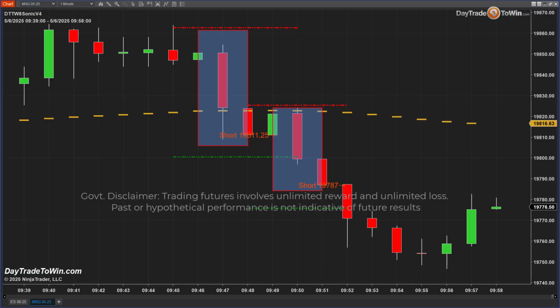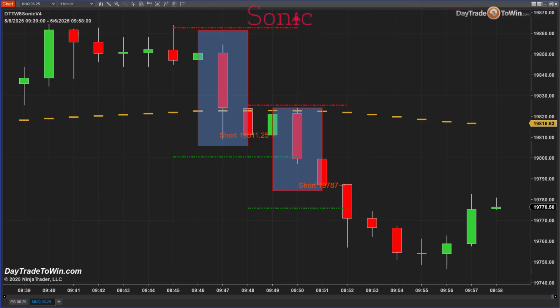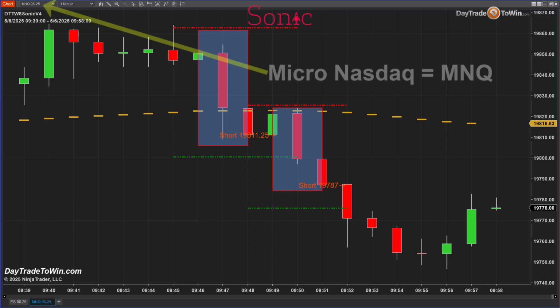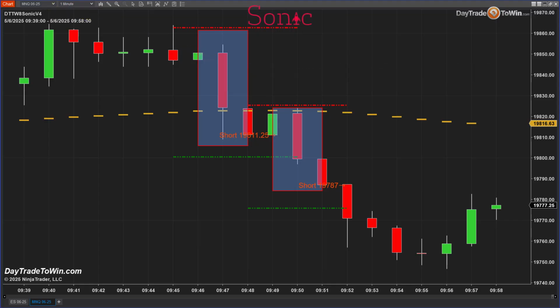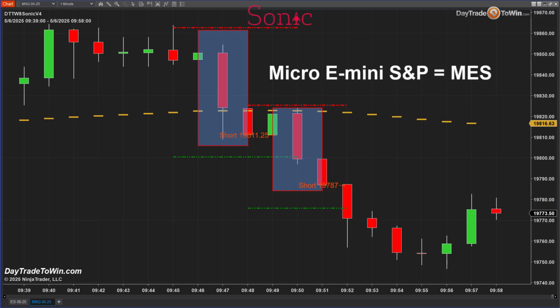For the new traders that are looking to trade the Nasdaq, my recommendation would be to start off slow with the micro Nasdaq. Now the micro Nasdaq is the MNQ. Most of you who are in the futures trading space already know, just like the E-mini S&P is the MES, the Nasdaq is the MNQ.